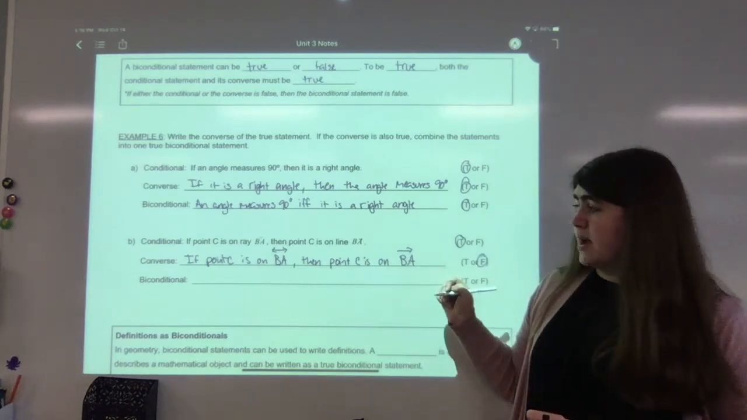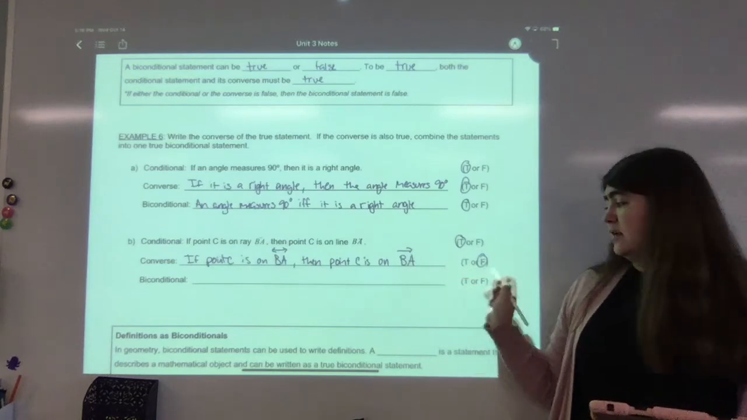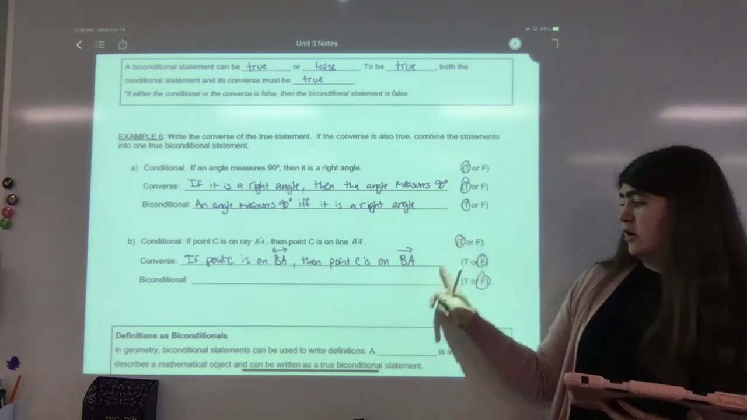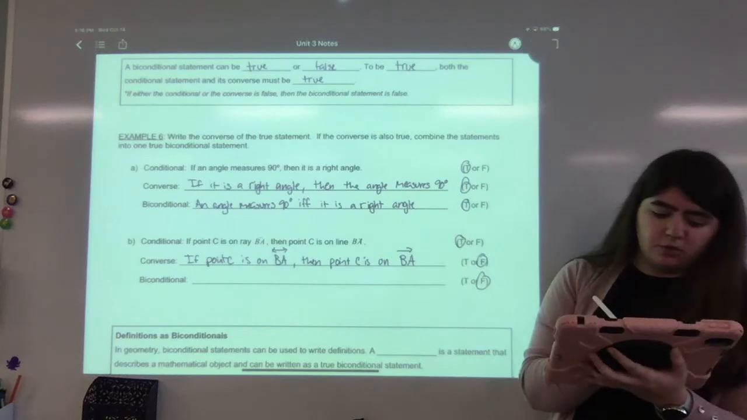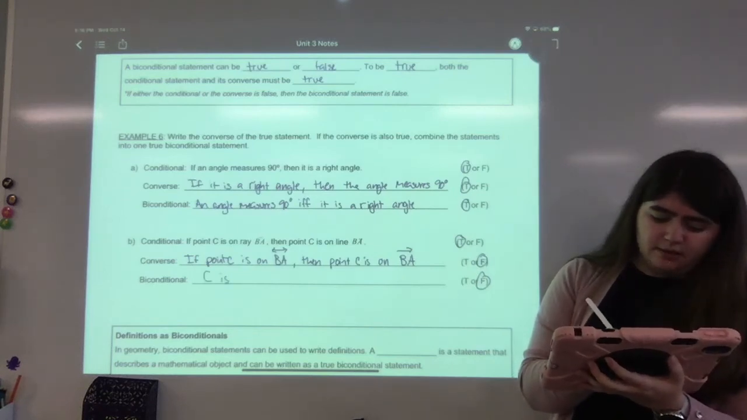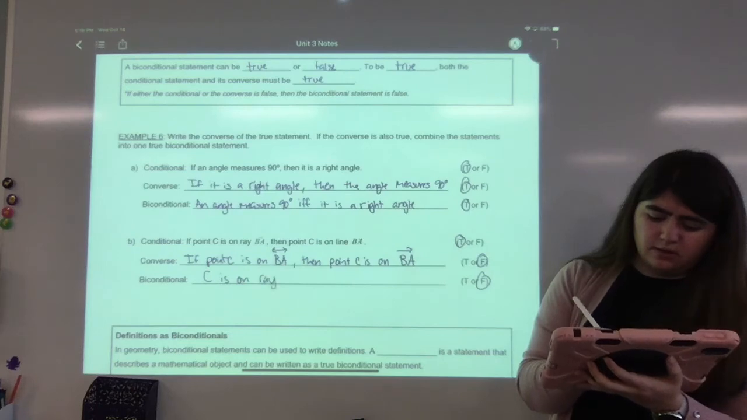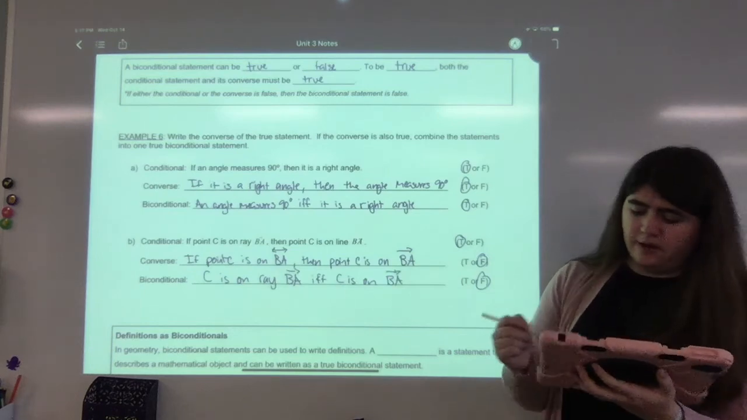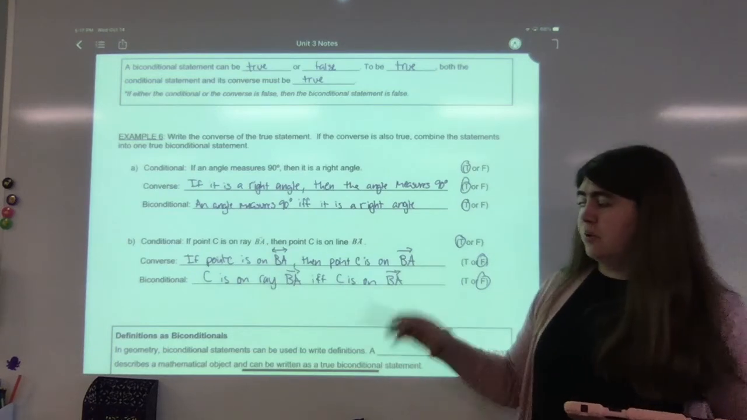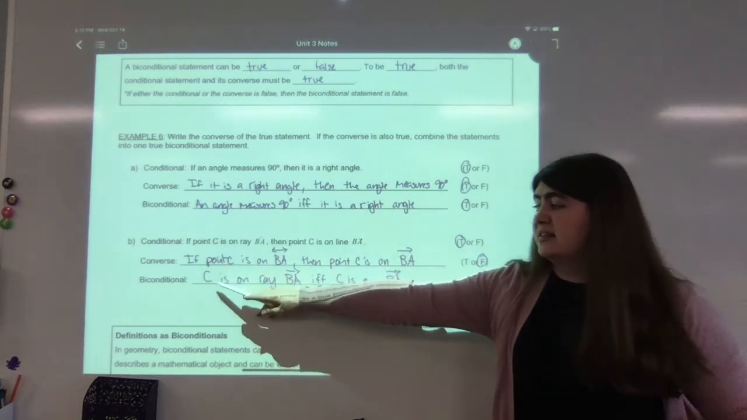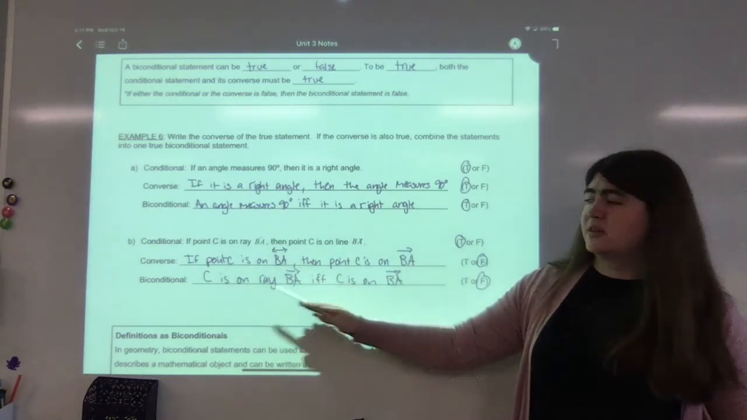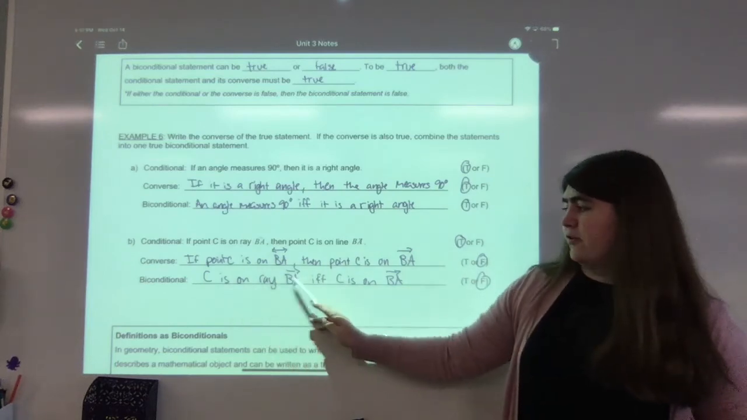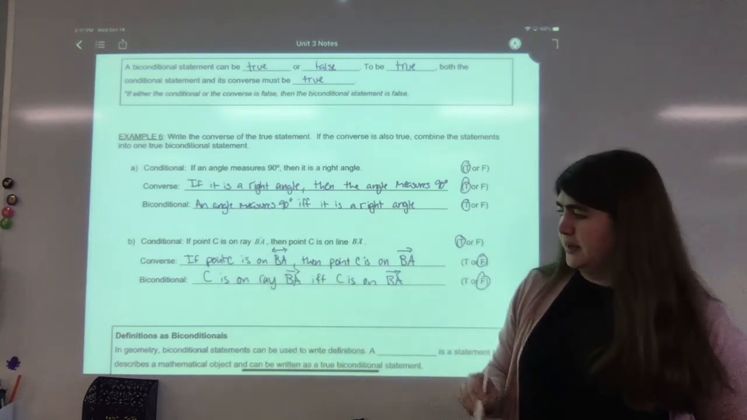So I can still write my biconditional statement, but it is now going to be false because these aren't both true. So my biconditional would be C is on ray BA if and only if C is on line BA. By the way, from our first unit, we know that saying point and then C is a little redundant, so I can say C is on ray BA and know that that's a point, and I don't actually have to write ray in front of BA because this arrow above it tells me that already.